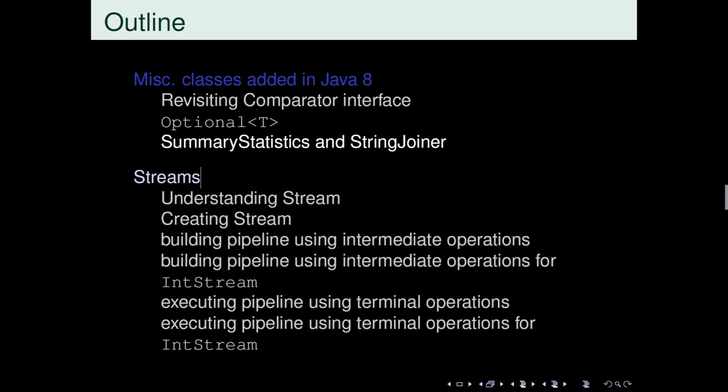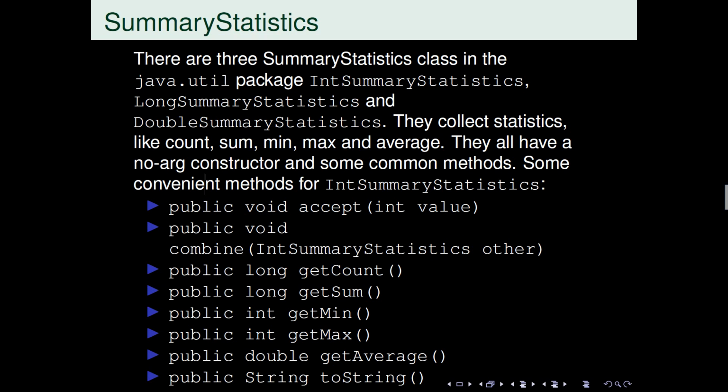Now these are some summary statistics and the StringJoiner. There is one StringJoiner also. There are 3 summary statistics classes in the java.util package: IntSummaryStatistics, LongSummaryStatistics, and DoubleSummaryStatistics. Okay, let me explain with the figure maybe.